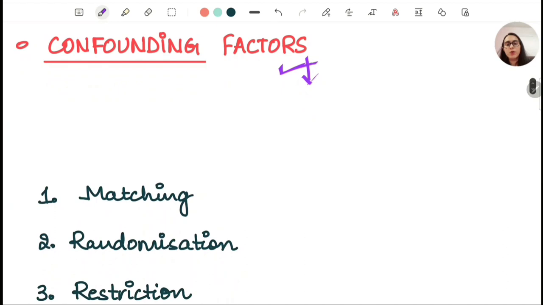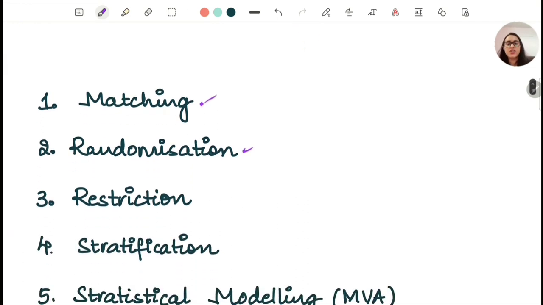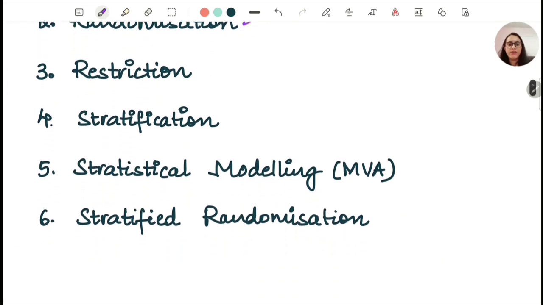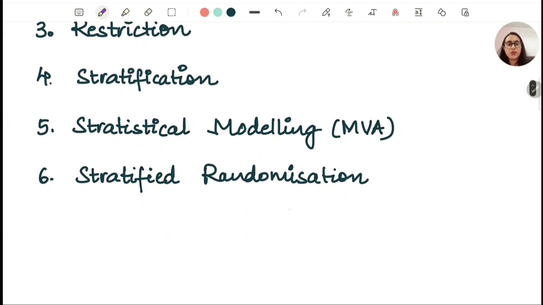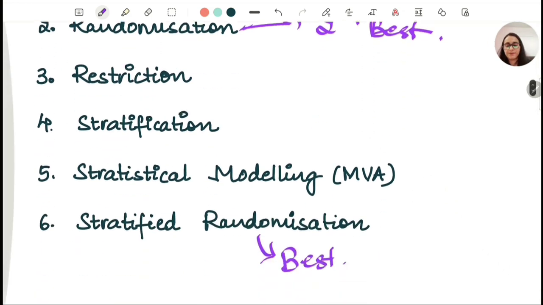So how can you remove it? Via matching. You can match the control and study group via randomization, restriction, stratification, statistical modeling, stratified randomization. So stratified randomization is the best way. Second best is the randomization technique. And matching is the most commonly used technique.